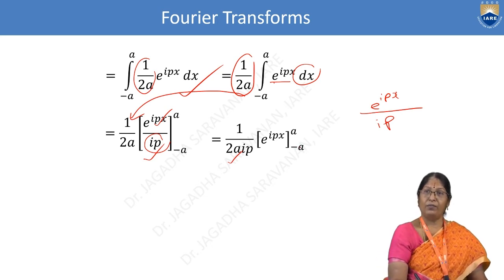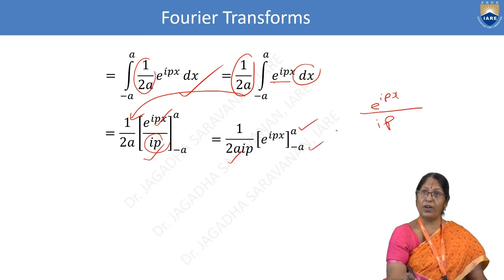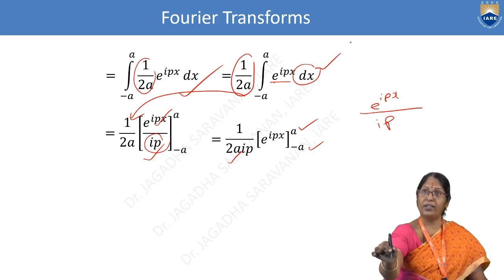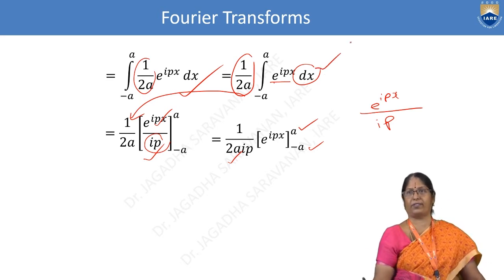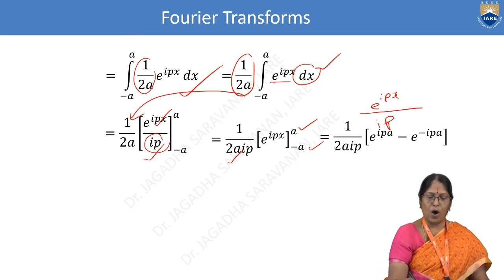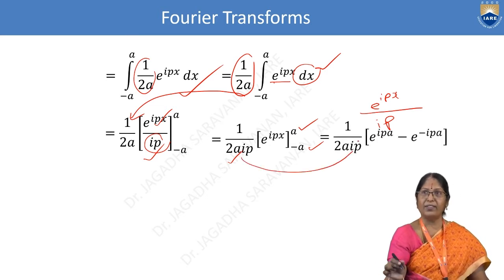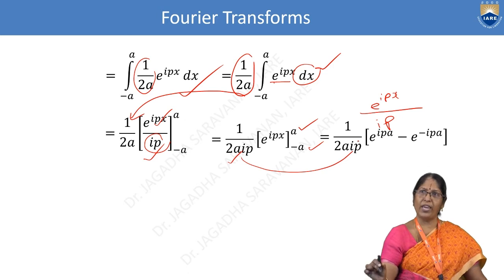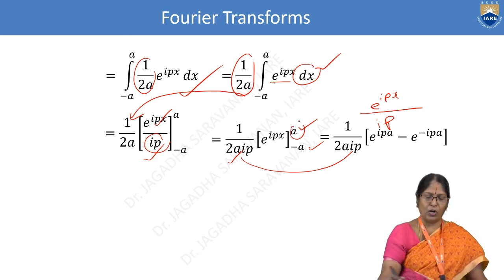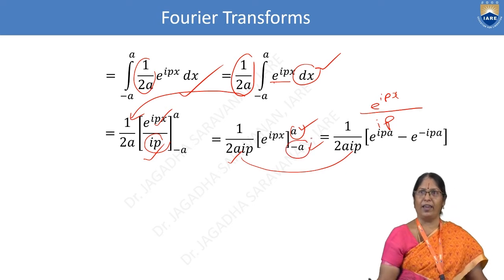The reason, we are going to apply in the place of x only the limit values. Why in the place of x? Because we did the integration with respect to x. Yeah, fine. Now 1 by 2ia, the upper limit is a, the lower one is minus a.